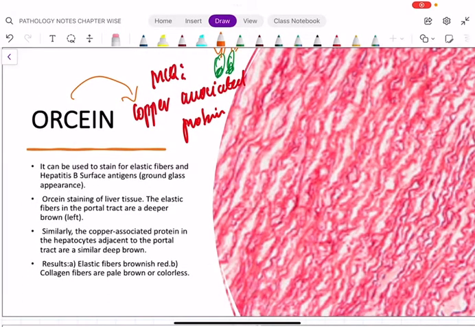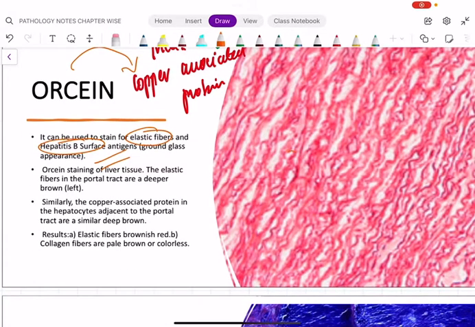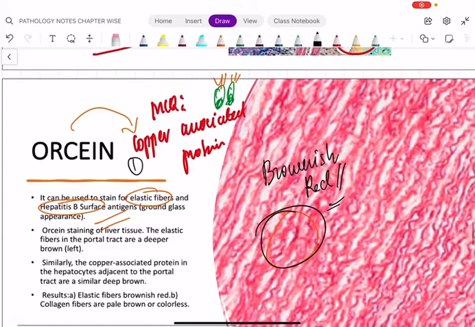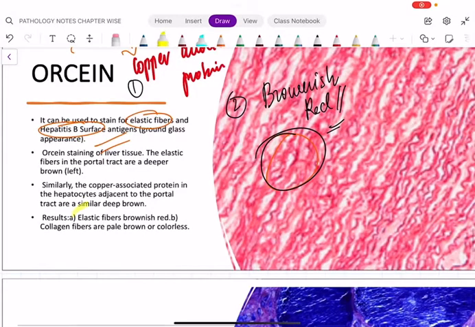And remember, it is also used to stain the elastic fibers as well as the hepatitis B antigens present in the liver. And it will give a ground glass appearance. Just remember, it is used for elastic fibers as well as for copper associated protein. And you can see here in this picture, what is the color of the elastin? Can anybody appreciate? The color of elastin is almost like a brownish red. Fine, that is Orcein for copper associated protein. That is the first MCQ. The second MCQ here is brownish red, that is for the elastic fibers.